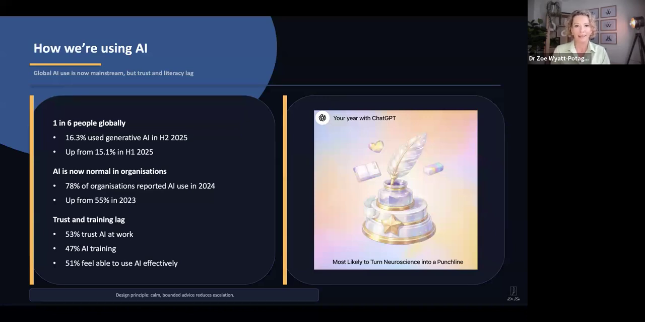This little diagram here is from my last year in review from 2025. Some of you might have done this with ChatGPT, and I use AI to write my blurbs or blog posts that go alongside my Instagram videos. And so my award from Chat was most likely to turn neuroscience into a punchline, because I'm constantly talking about neuroscience and the nervous system. So once again, your use of AI might be slightly different, but we're seeing it just embedded across culture.